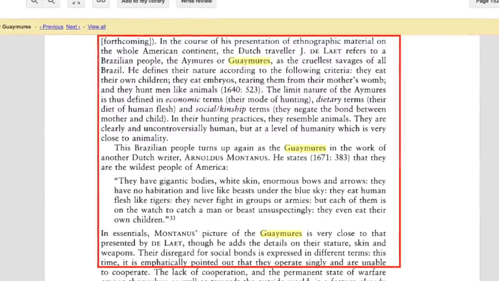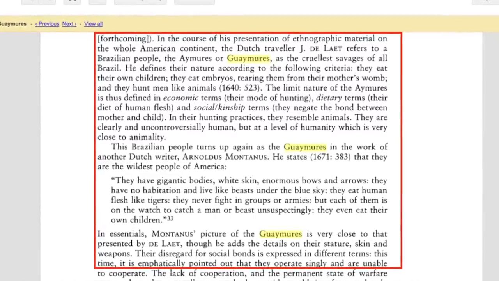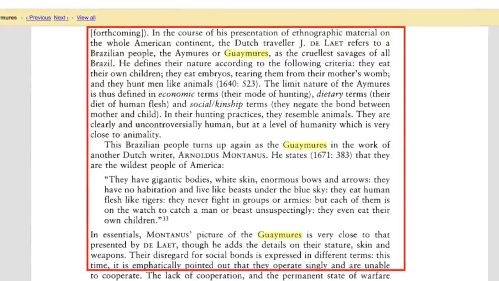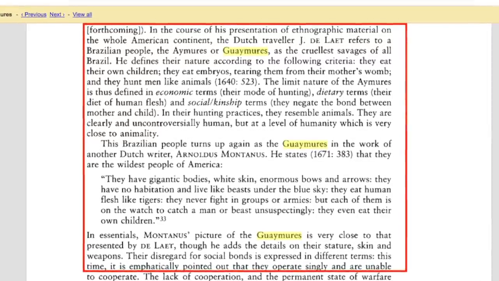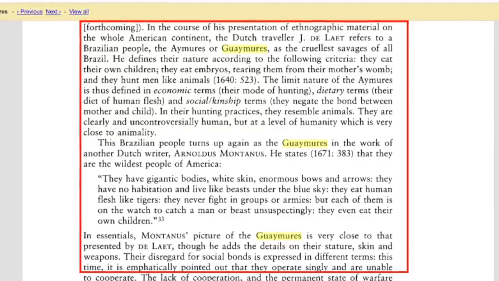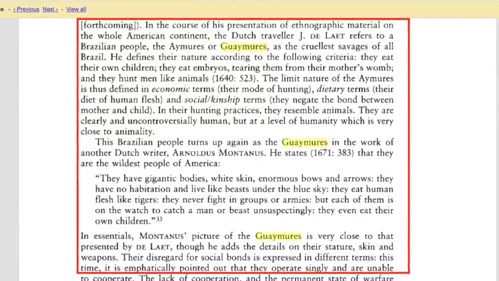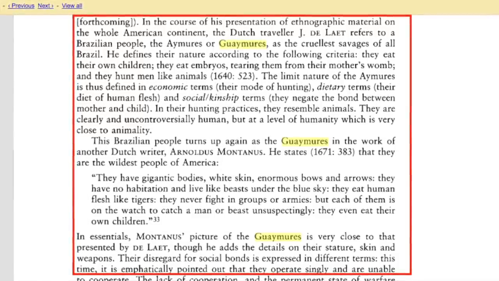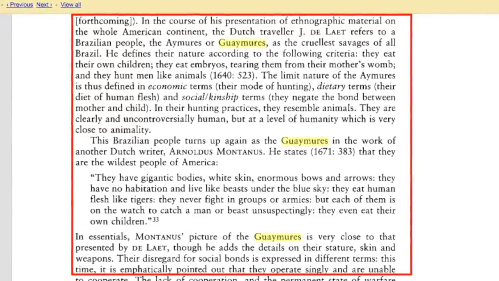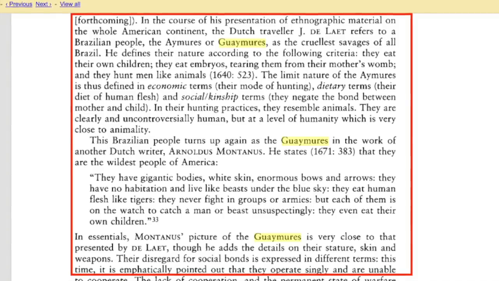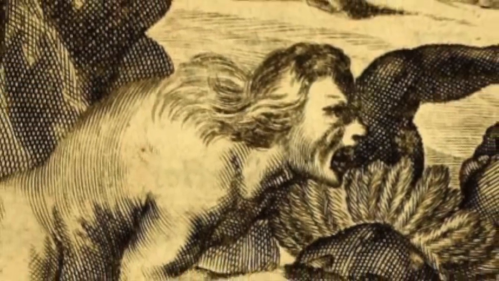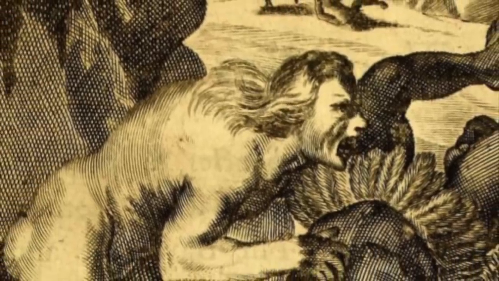The limit nature of Aymures is thus defined in economic terms, their mode of hunting, dietary terms, their diet of human flesh, and social kinship terms. They negate the bond between mother and child. In their hunting practices, they resemble animals. They are clearly and uncontroversially human, but at a level of humanity which is very close to animality.